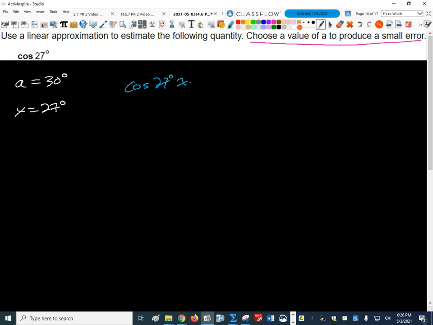This is going to be approximated by f of A plus f prime of A times x minus A. Well, A is 30 degrees. We don't ever really need to figure out what x is in radians. We just need to know what x minus A is in radians, right? So x minus A is equal to 3 degrees.